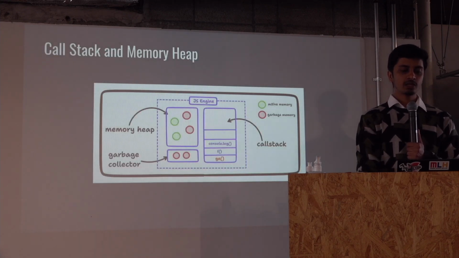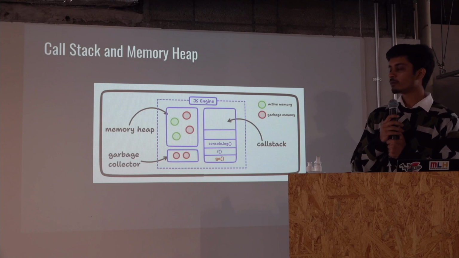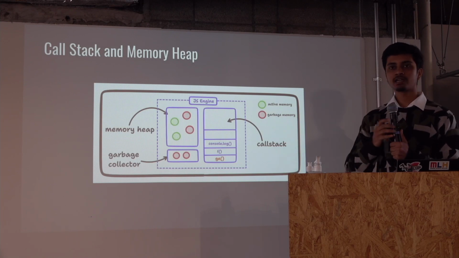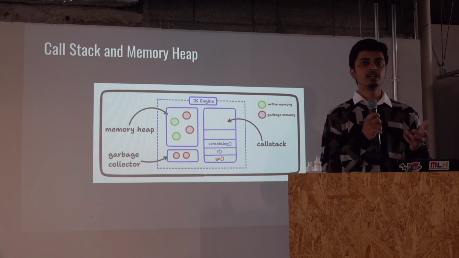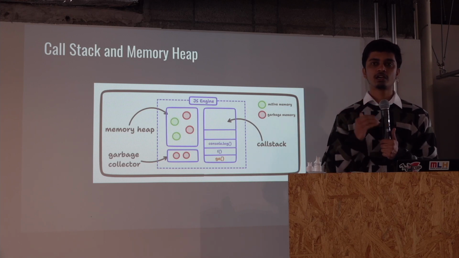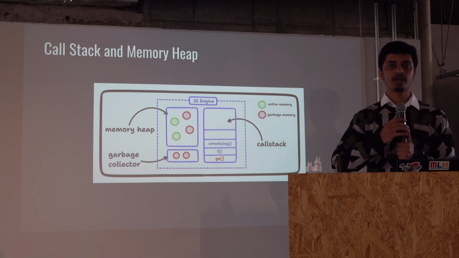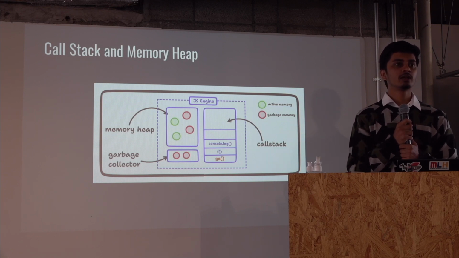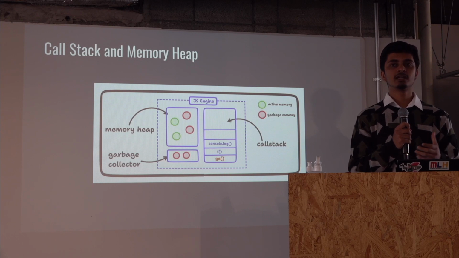Then coming to the call stack and memory heap, the memory heap is basically for dynamic memory allocation. The call stack is simply a stack with a LIFO principle for taking care of all the execution contexts and the callback calls. And then there is also the garbage collector, which we will also be looking at, and how the engine takes care of all the garbage collection.